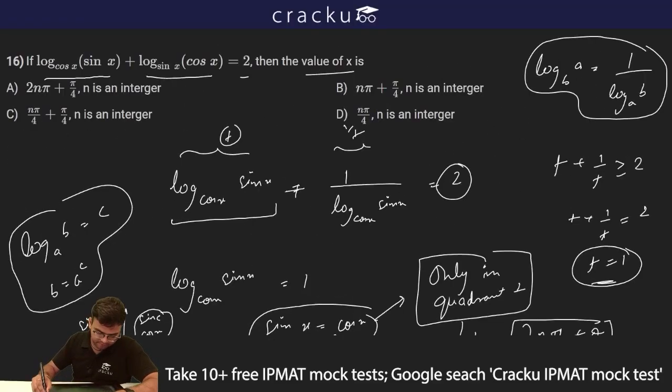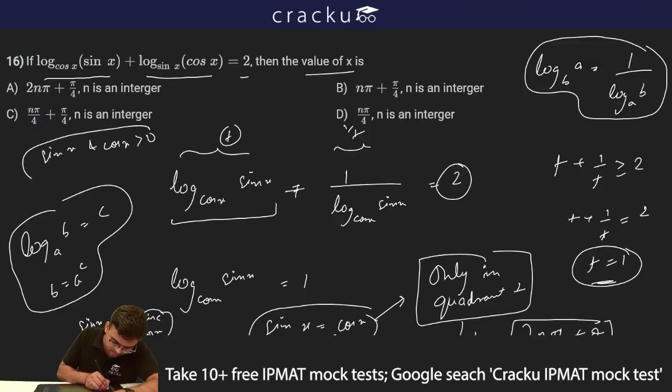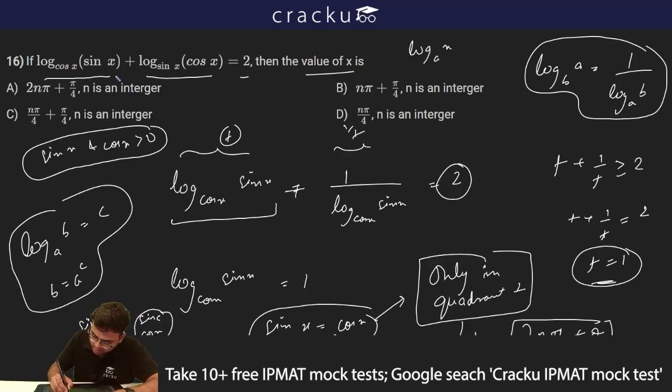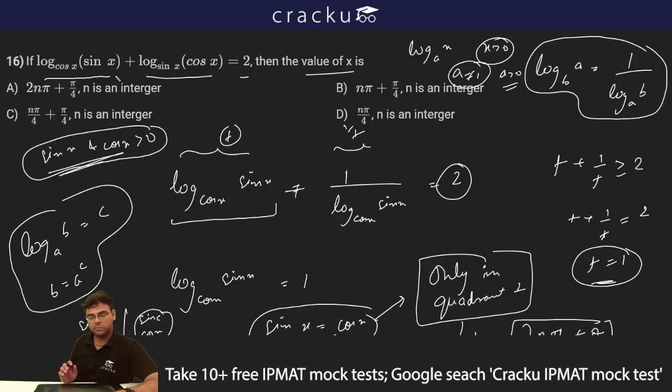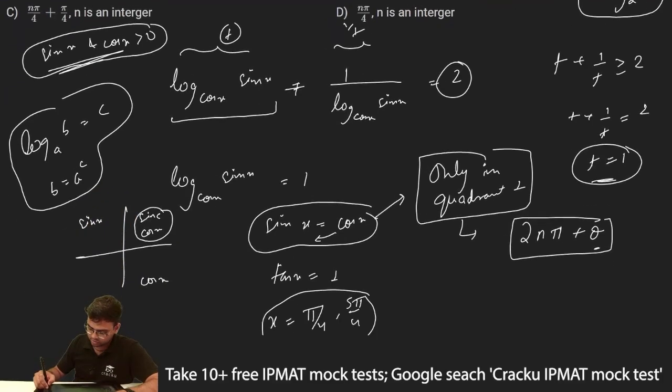Now since these are logarithms, we can say that sin x and cos x should be greater than 0, because it is very clearly said that log x to the base a is defined only when x is greater than 0. A should not be equal to 1, and a should also be positive. Thus we can clearly say that both sin x and cos x should be positive.